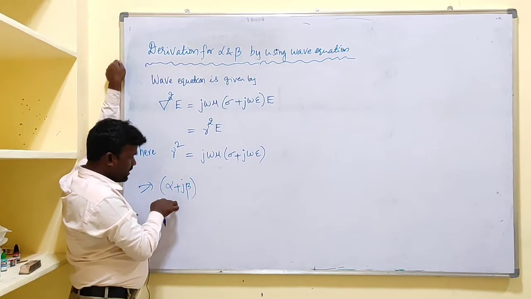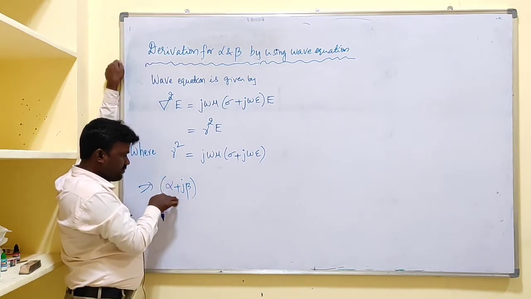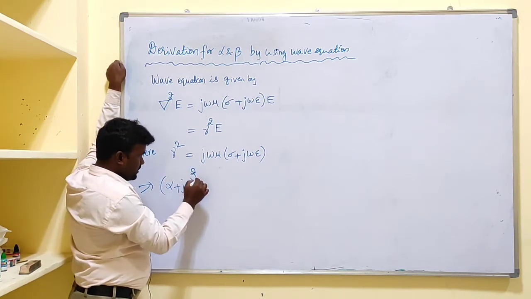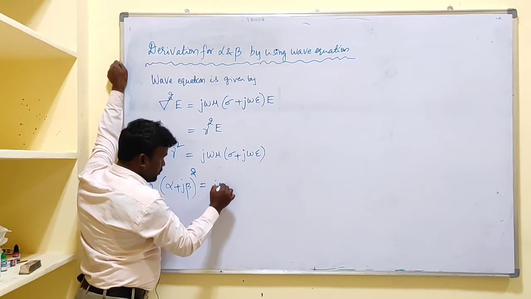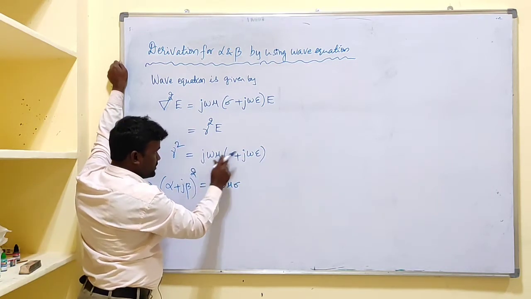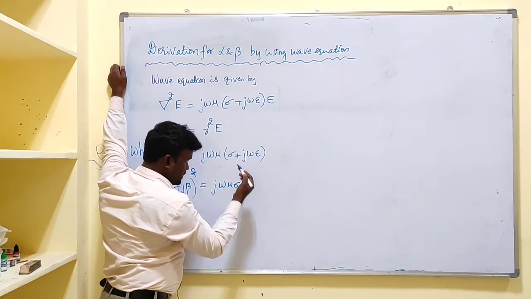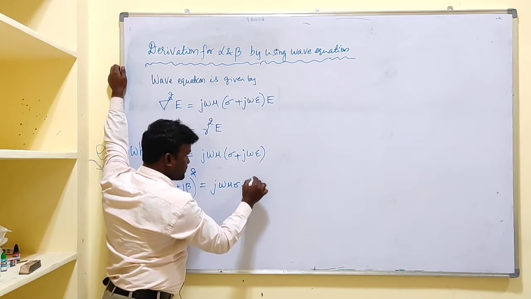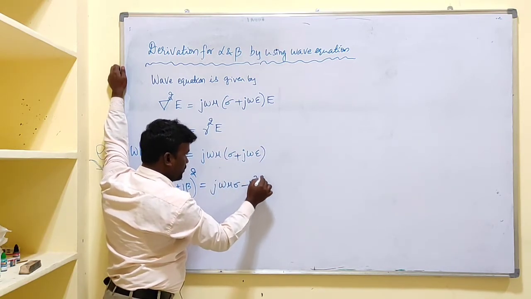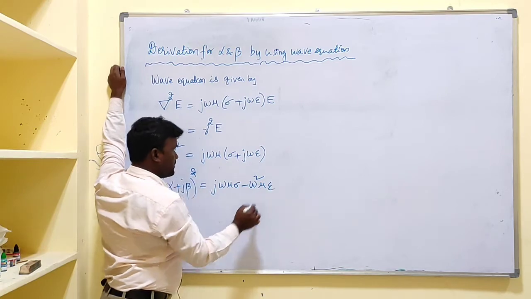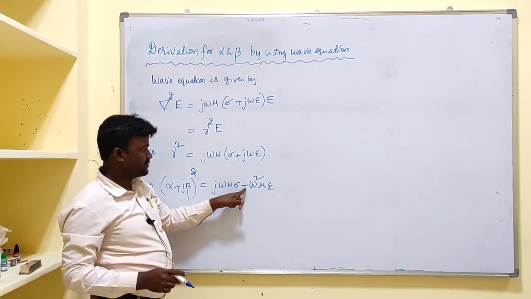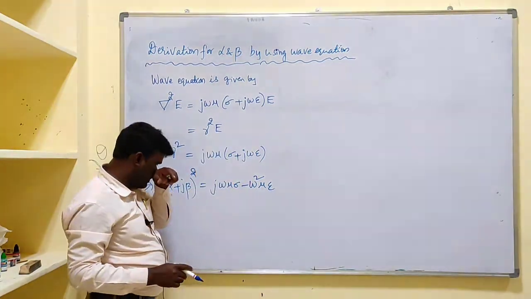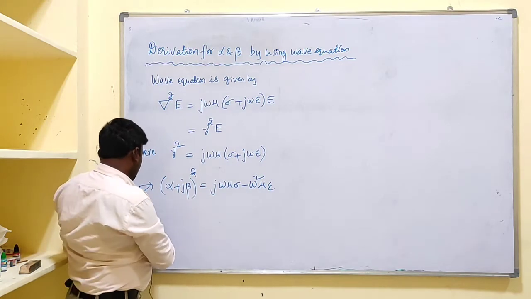So as gamma is alpha plus j beta, substitute gamma as alpha plus j beta in this one, equal to j into omega into mu sigma, j into j, that is j square means minus 1. So that is minus 1 into omega into omega square mu epsilon. J into j square, that is minus 1. So that's why we got omega square mu epsilon.